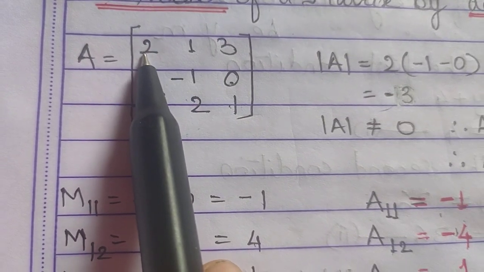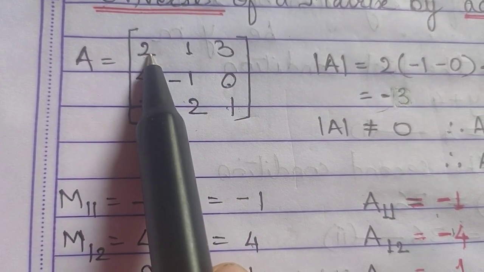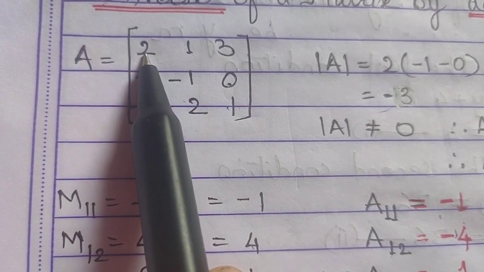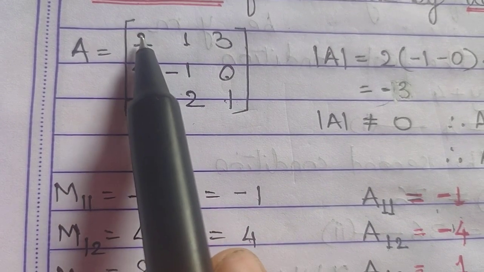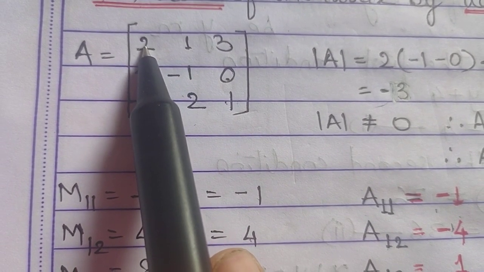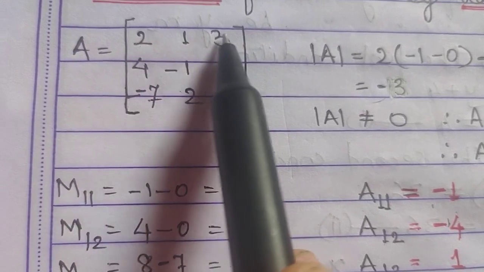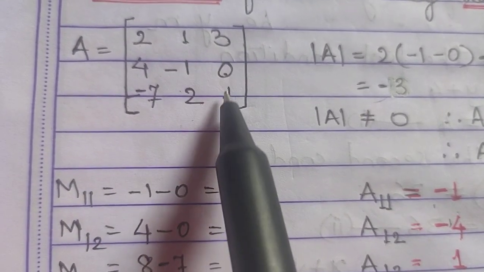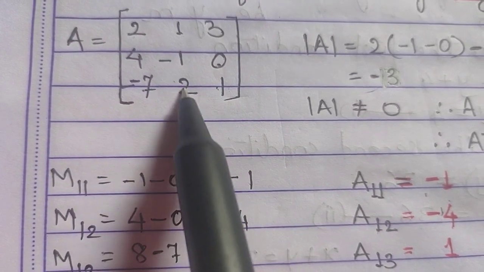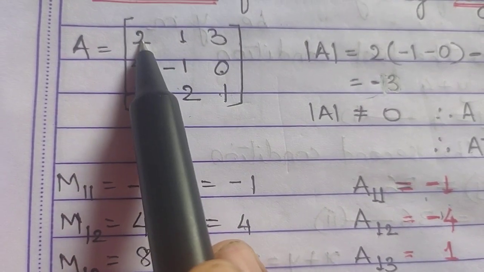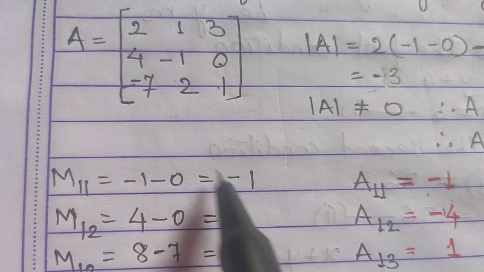See how to find the minor of this matrix. For every element, we have to write its minor. Minor is denoted by M. M11 is the minor of the first row, first column element, that is 2. Skip this row and column, then solve the determinant of the remaining terms. It is minus 1 minus 0, so minor M11 is minus 1.